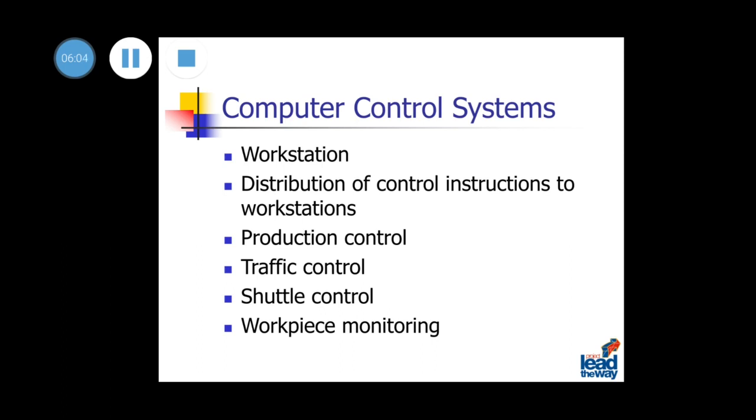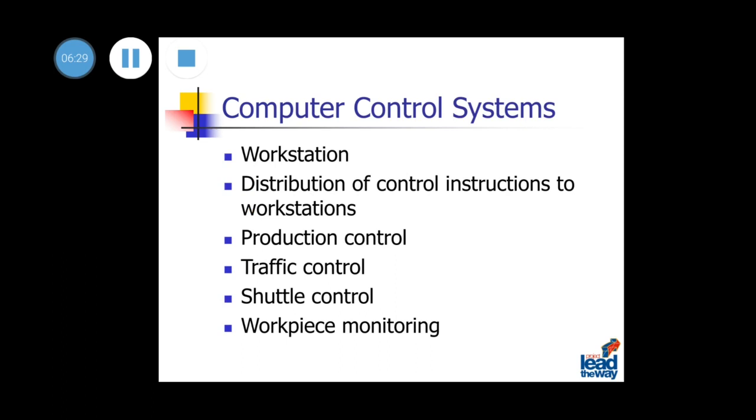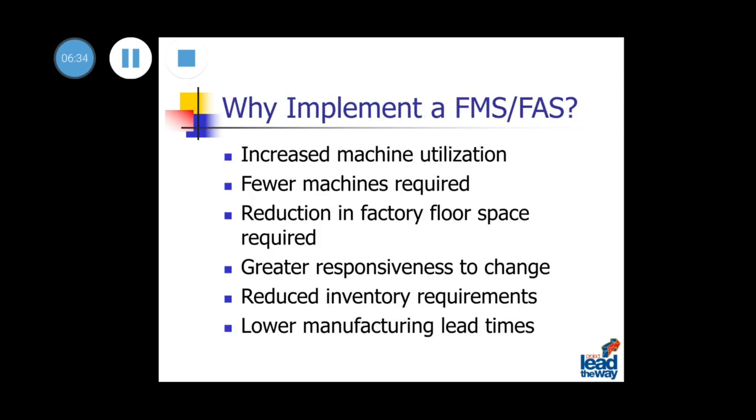Computer control systems: the workstation, distribution of control instructions to the workstations, production control, traffic control, shuttle control, and workpiece monitoring. All these have to be controlled by a computer integrated system. Tool control, tool locations, tool life monitoring, performance monitoring, diagnostics, all these have to be controlled and operated by a computer integrated system.